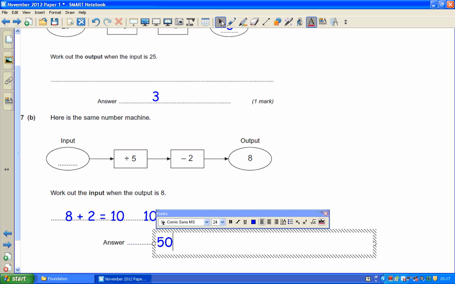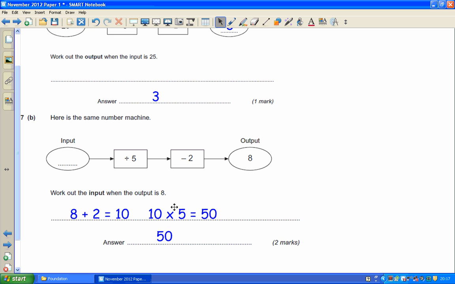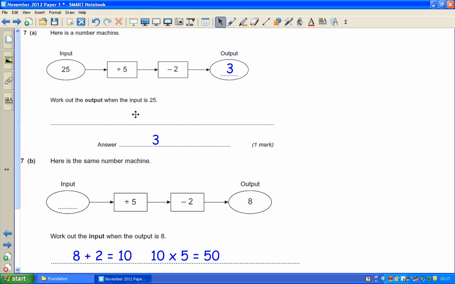It's worth checking these that you've got them right by putting 50 in. 50 divided by 5 would have been 10, take away 2 would be 8, and we've got our answer. Job done, it's a good one.